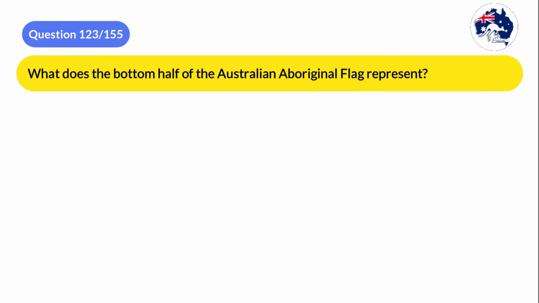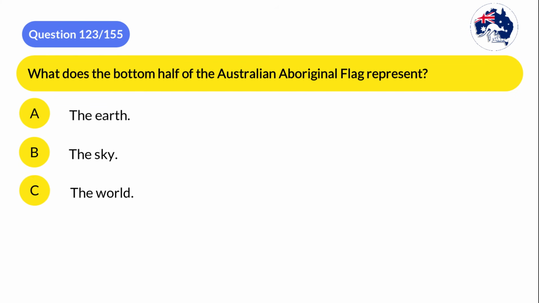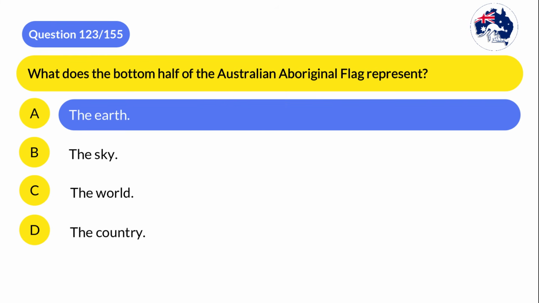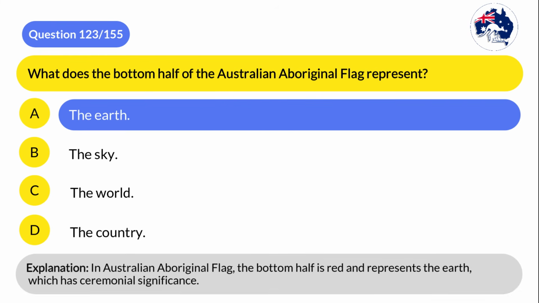Question 123. What does the bottom half of the Australian Aboriginal flag represent? A. The earth. B. The sky. C. The world. D. The country. The correct answer is A. The earth. Explanation: in the Australian Aboriginal flag, the bottom half is red and represents the earth, which has ceremonial significance.